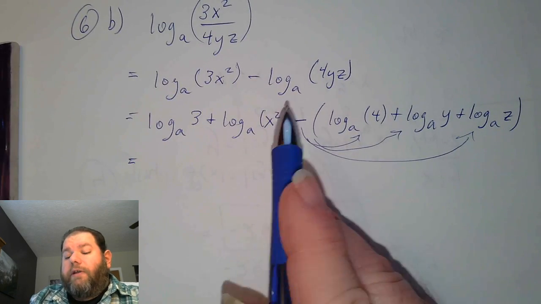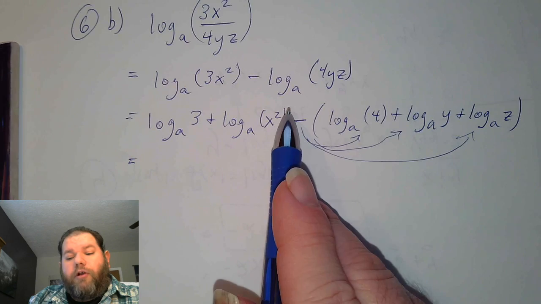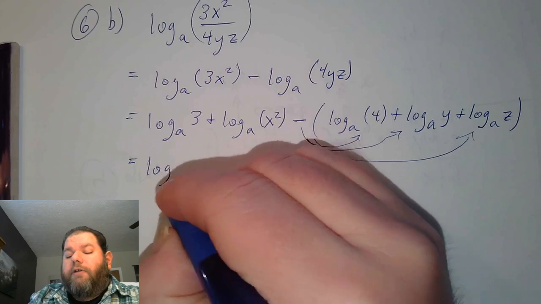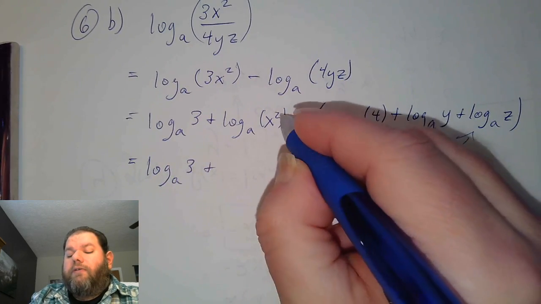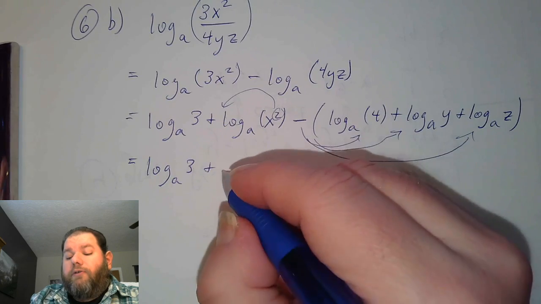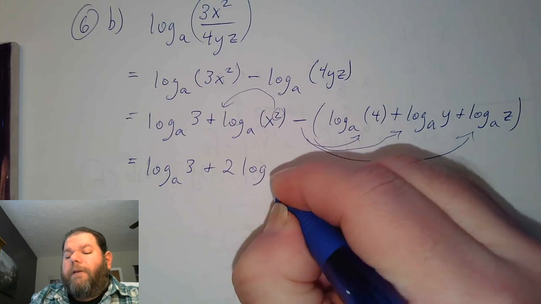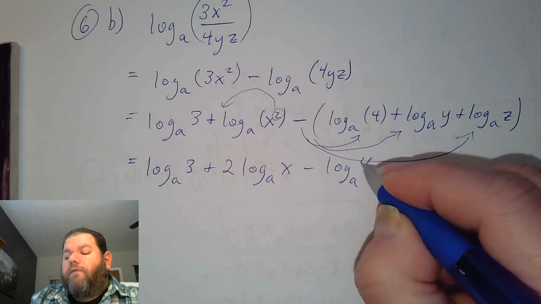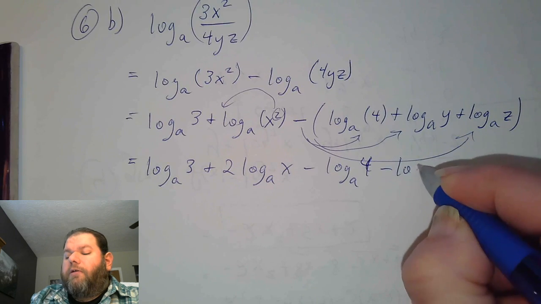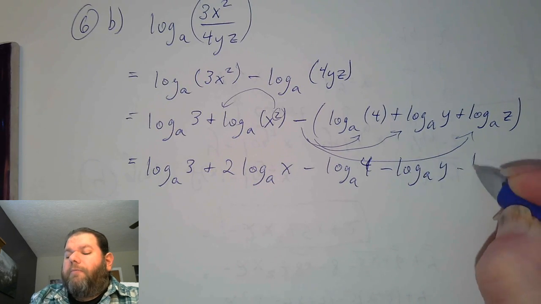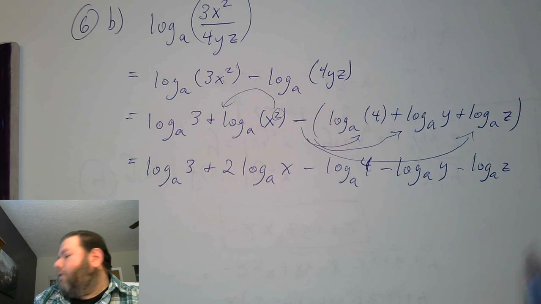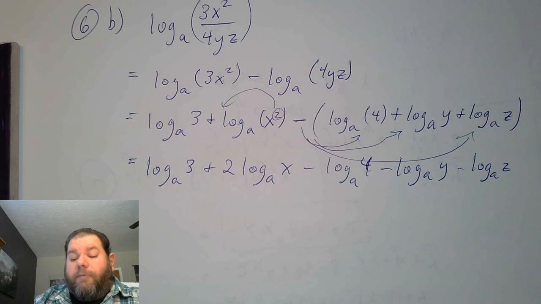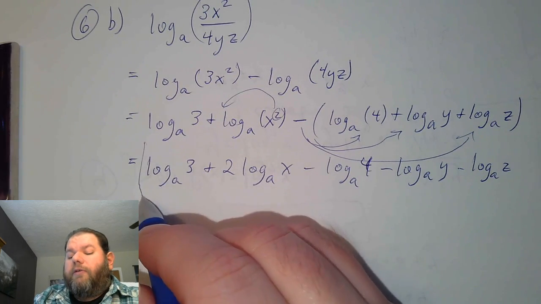There's one other thing that we can take care of, and that's the exponent. We have a third property that says if we have an exponent inside, we can factor that out as a coefficient. So this 2 comes outside and becomes a 2 times log base A of x, then a minus log base A of 4 minus log base A of y minus log base A of z. And that's now our expanded expression using those properties.